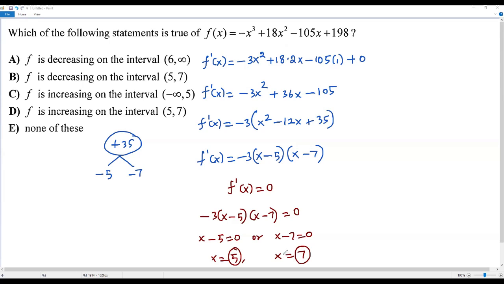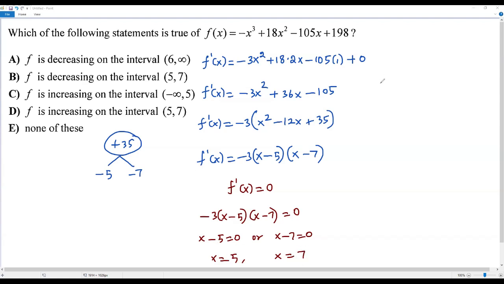Also, one more check we have to do: we have to check whether there is any value of x for which f prime of x becomes undefined. So let's consider this step. Here f prime of x equals a polynomial. Since it is a polynomial, it is defined for all real values of x. There is no value of x for which f prime of x becomes undefined. In case there is a value of x for which the first derivative becomes undefined, that value of x should also be considered a critical number, and it has to be in the domain of the given function. But we don't get any such value. So there are only two critical numbers for the given function, 5 and 7.